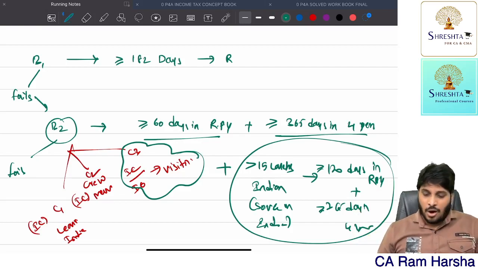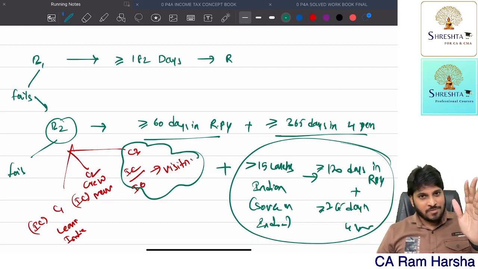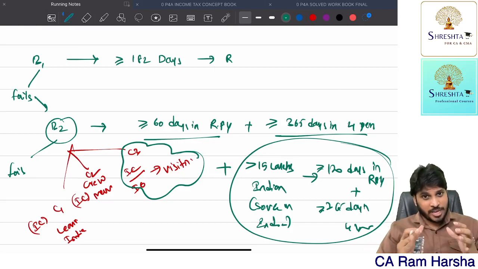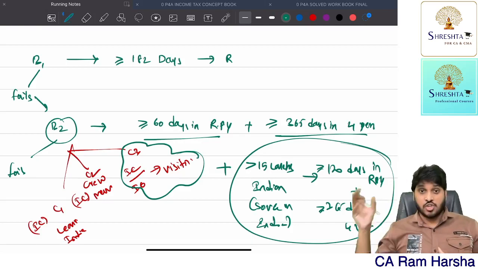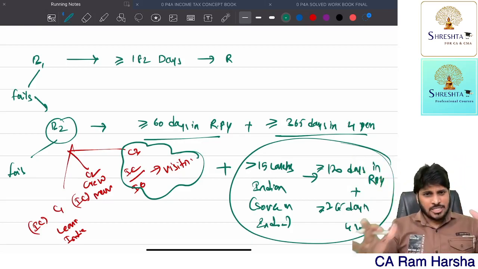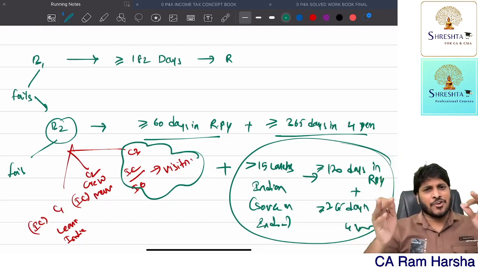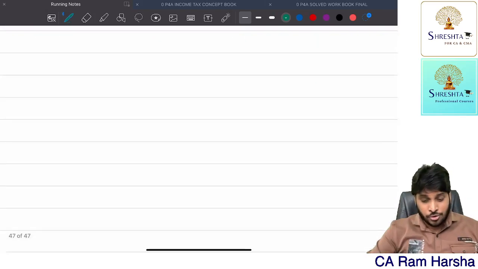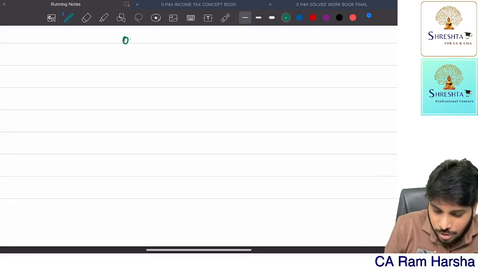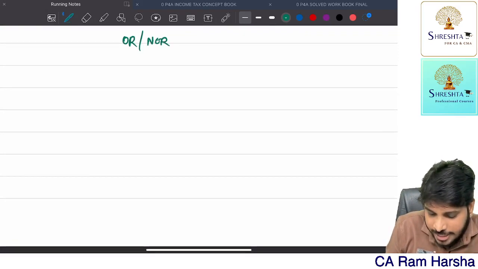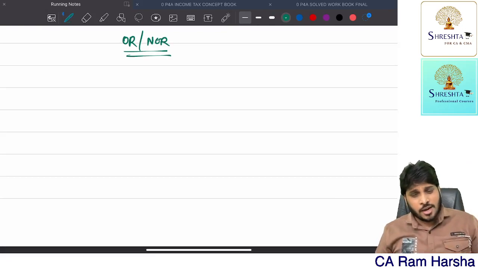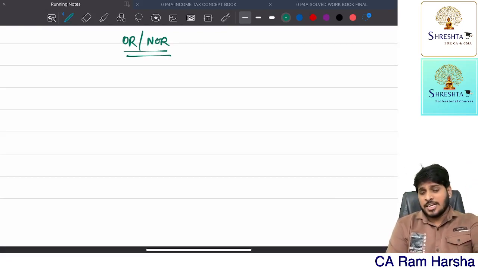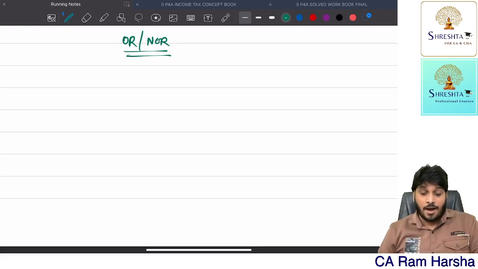Now, okay sir, we understood B1 or B2, exceptions to B2, case 1, case 2, case 3, and for case 3 the 120 days logic. By doing all this, we can understand whether an individual is a resident or not. Now, you mentioned in the previous session something called ordinarily resident, not ordinarily resident. What does it mean? What is that?